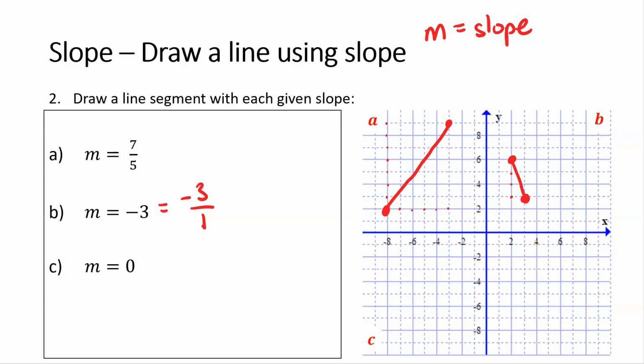Finally, line C is a slope of 0. Slope of 0 means horizontal line. So whatever starting point I have, let me put a starting point there, I know that I have no rise. I'm just doing a straight horizontal line. That could be a line segment right there.